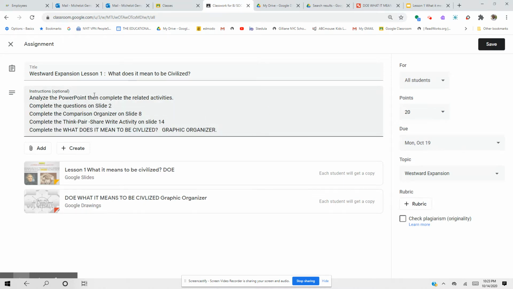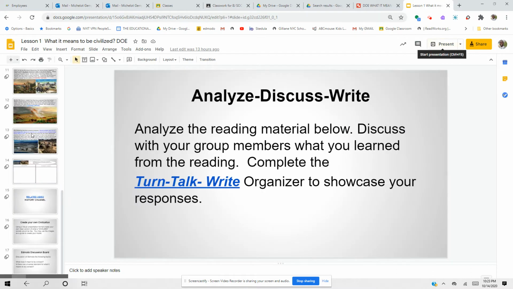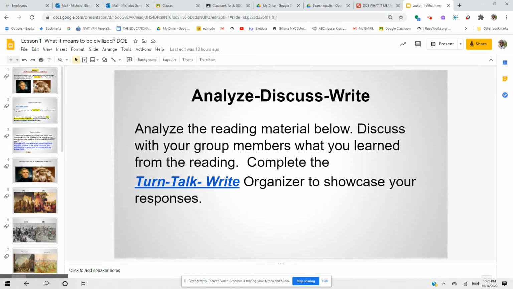So you're going to analyze the PowerPoint, then you're going to complete the related activities. The related activities involve completing questions on slide 2, completing a comparison organizer on slide 8, completing a think, pair, share written activity on slide 14, and then completing what does it mean to be civilized graphic organizer, which is entailed right here. And I'm going to go through all this with you. First, let's go to the PowerPoint, to the very beginning.